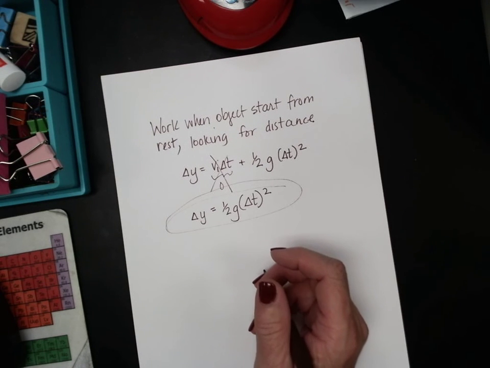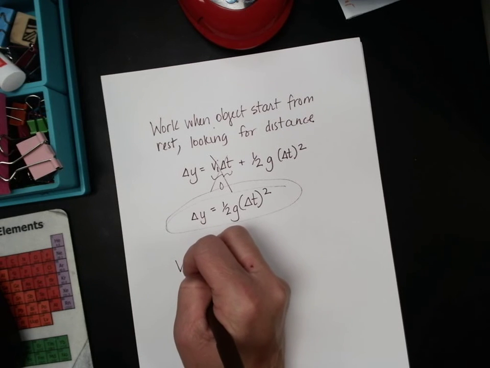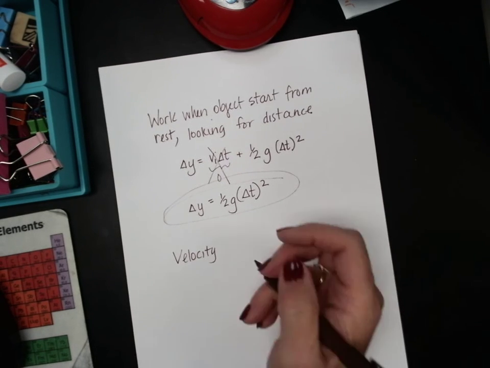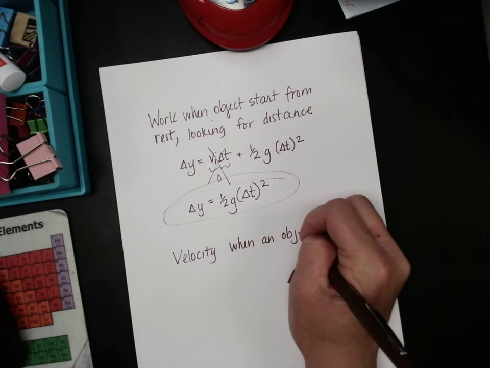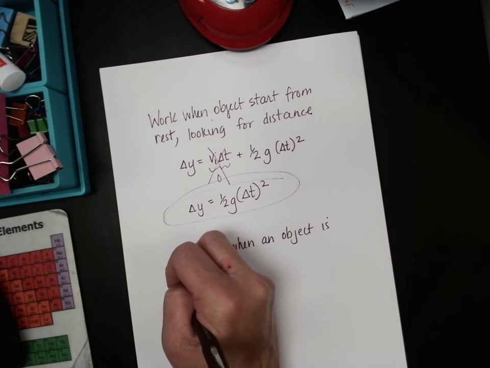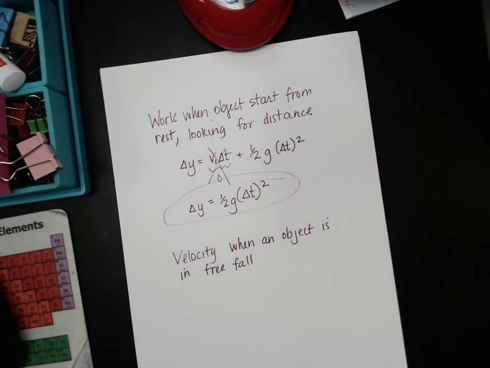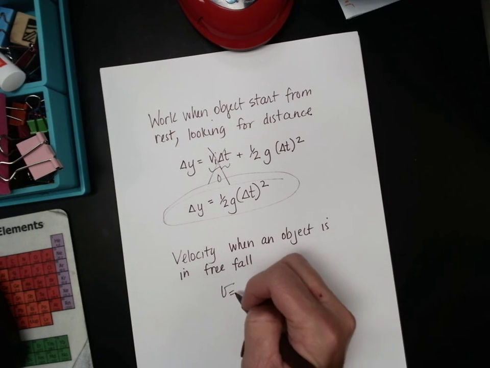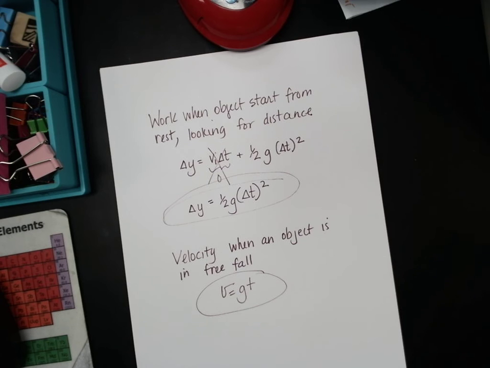And then the second one is for when an object is in free fall. That means it's moving. We don't have a VI, we don't have a VF, we're just talking about velocity at this time. In that case, we can use a formula where velocity is just V equals GT. So gravity times time tells me what velocity is.